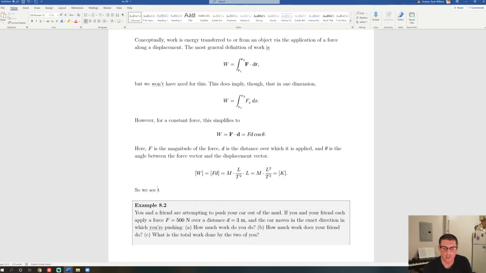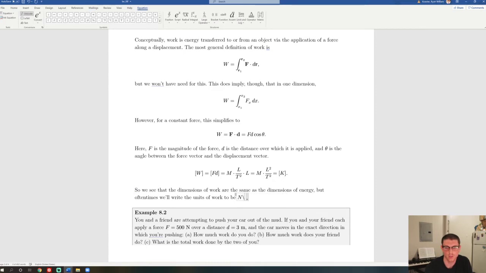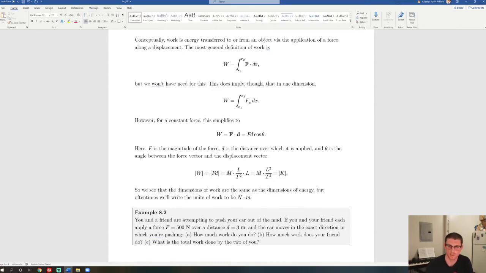So we see that the dimensions of work are the same as the dimensions of energy. But oftentimes, we'll write the units of work to be Newton meters. But it's the same thing, right, as a joule. Okay.